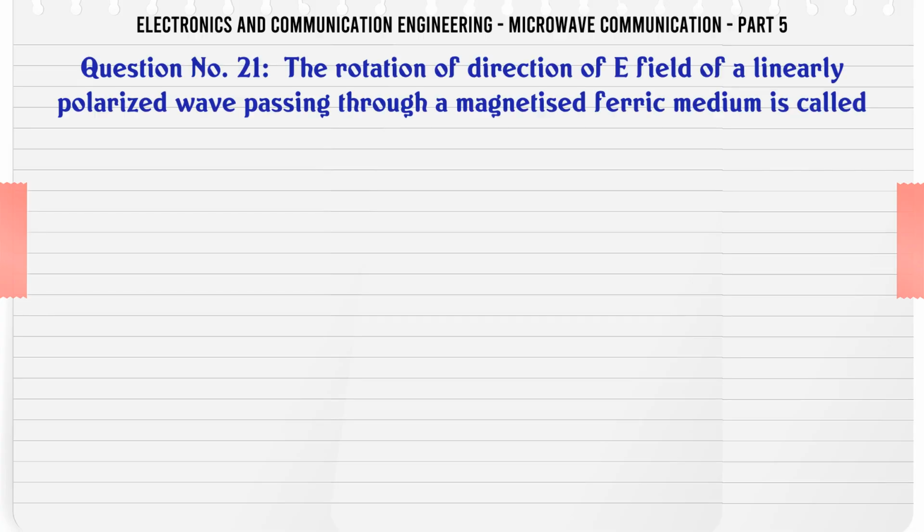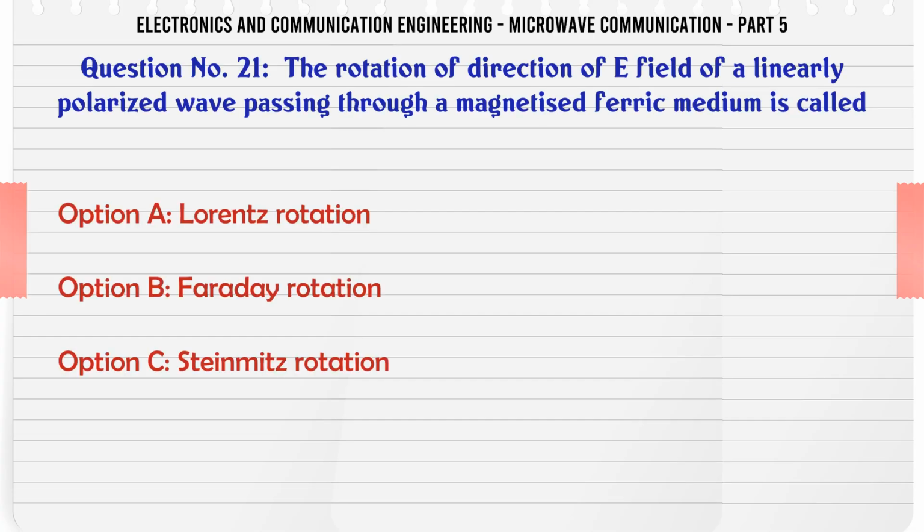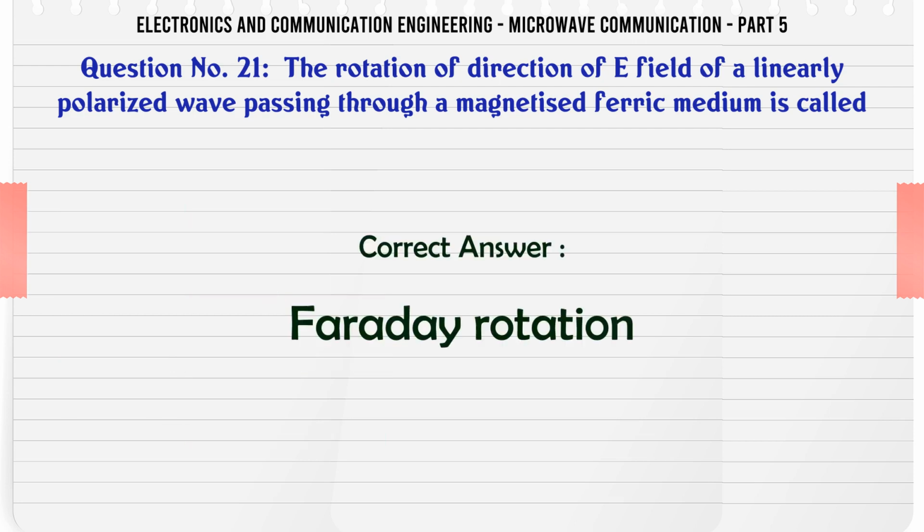The rotation of direction of the field of a linearly polarized wave passing through a magnetized ferrite medium is called A: Lorentz rotation, B: Faraday rotation, C: Steinmetz's rotation, D: Fleming's rotation. The correct answer is Faraday rotation.